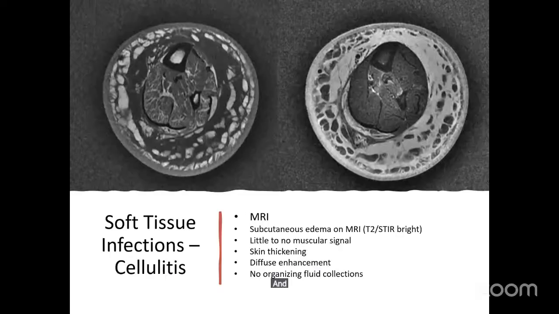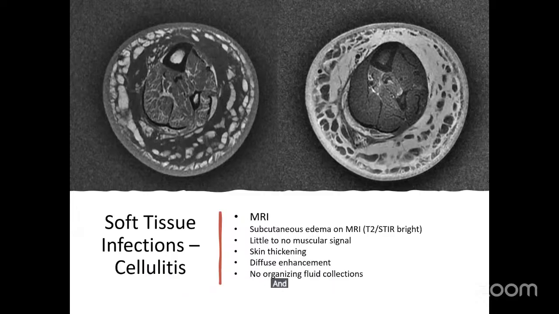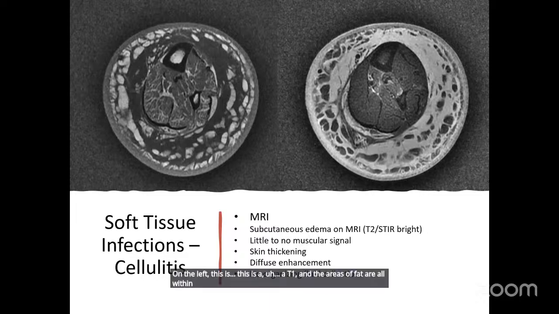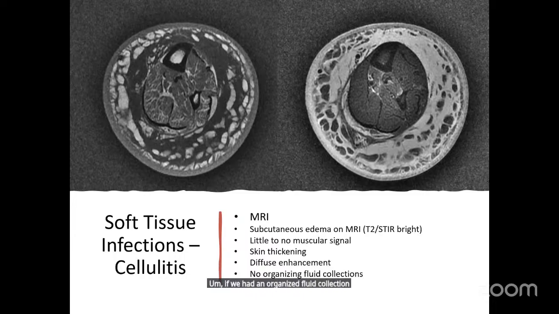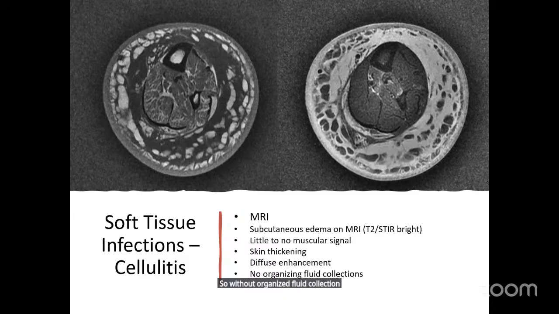And we move on to MRI once we pinpoint an area where we think there may be something more than just cellulitis, and this is more what cellulitis looks like. If you can see on the image on the left, this is a T1, and the areas of fat are all within this lower signal, which is fluid. If we had an organized fluid collection, you would see a little bit of mass effect or more organization of a collection. So without an organized fluid collection, this is really indicative of cellulitis.